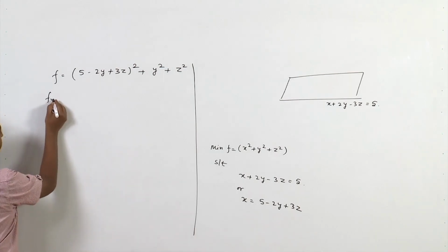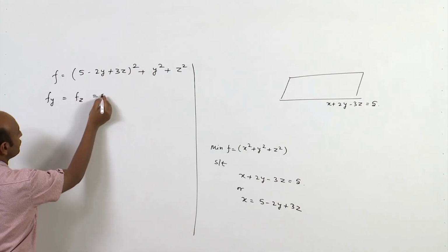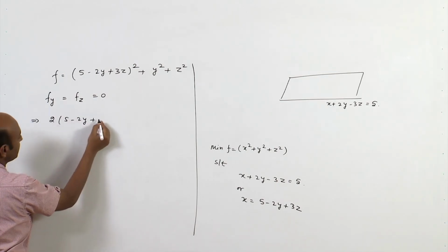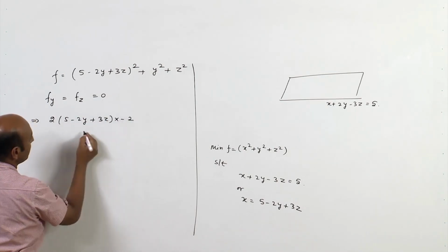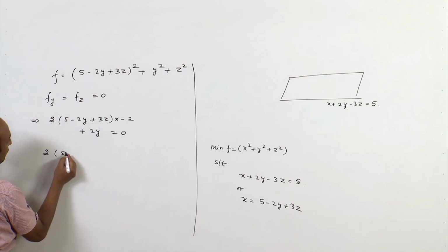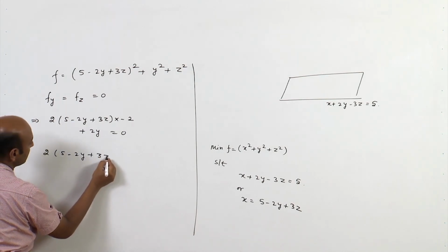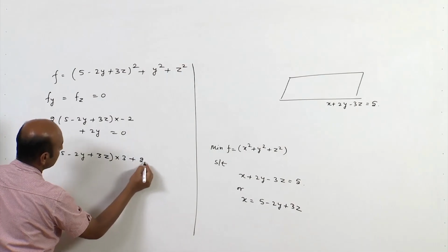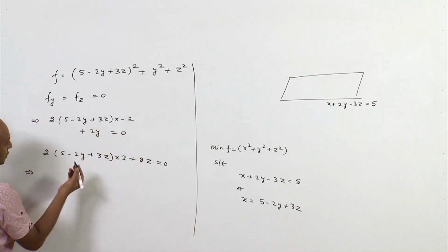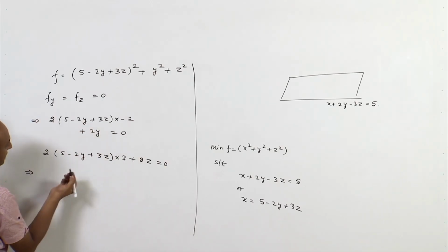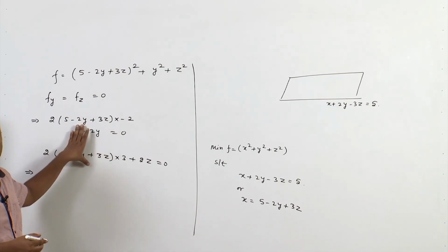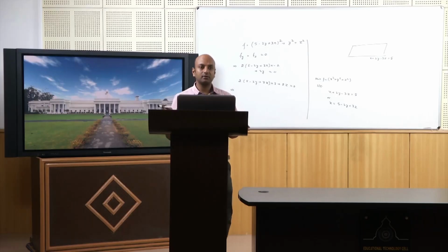So, what are fy and fz? Put them equal to 0. So, this implies it is simply 2 times (5 minus 2y plus 3z) into minus 2 plus 2y equals 0, and the second equation is 2 times (5 minus 2y plus 3z) into 3 plus 2z equals 0. So, you can easily find out the two equations, one equation is this, second equation is this, and when you solve these two equations, you can find out the values of y and z.